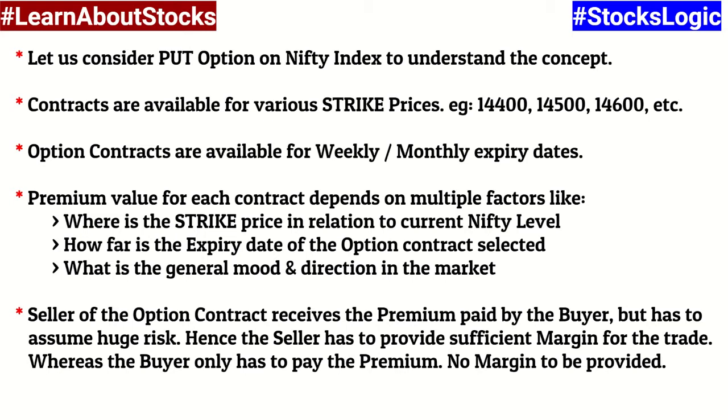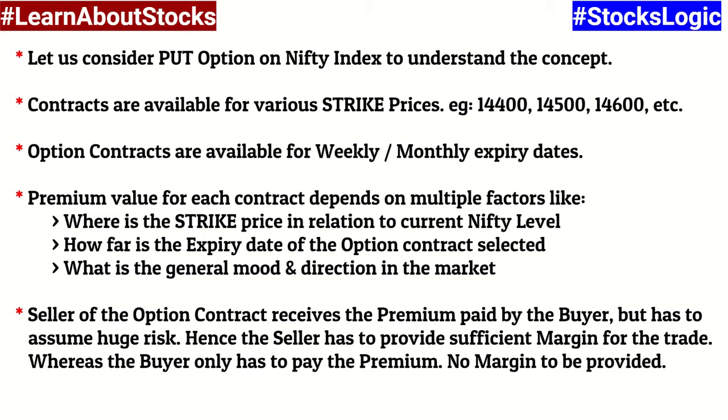So remember this, in case of put option, the higher the strike price, the higher will be the premium value; the lower the strike price, the lower will be the premium value. And in case of expiry date, the nearer the contract expiry, the lower will be the premium value. The farther the contract expiry, meaning if there is a longer duration for expiry, then the premium value for the same strike price will definitely be higher. So these two are very important factors which affect the premium value.